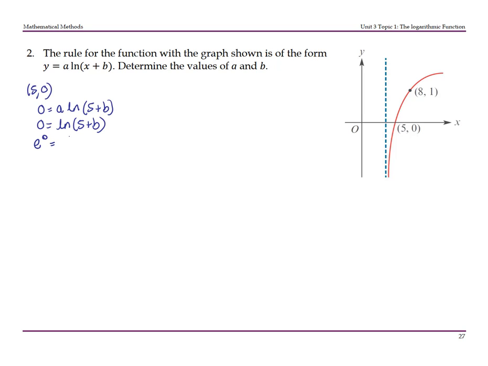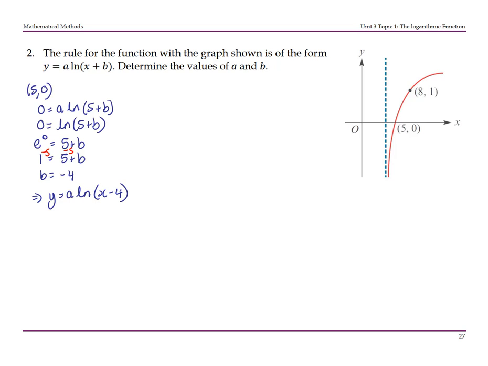e to the 0 equals 5 plus b, changing from a log to an exponential. e to the 0 is 1, so 1 equals 5 plus b. So b is, take 5 from both sides, b is -4, right? We also need to find our a value. So now our equation is y equals a ln of (x take 4).